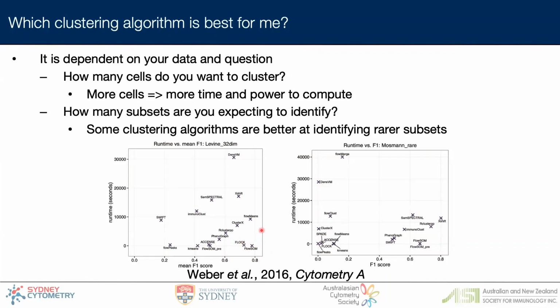So what you can see here is this is just looking at a larger population of cells. FlowSOM is particularly fast, but it also retains quite high accuracy. In contrast, when we look at another subset of cells, so this is looking at rare populations, you can see FlowSOM is still exceptionally fast, but it loses some of this accuracy. So in this case, X-shift seems to be quite good at identifying your rarer cell populations.